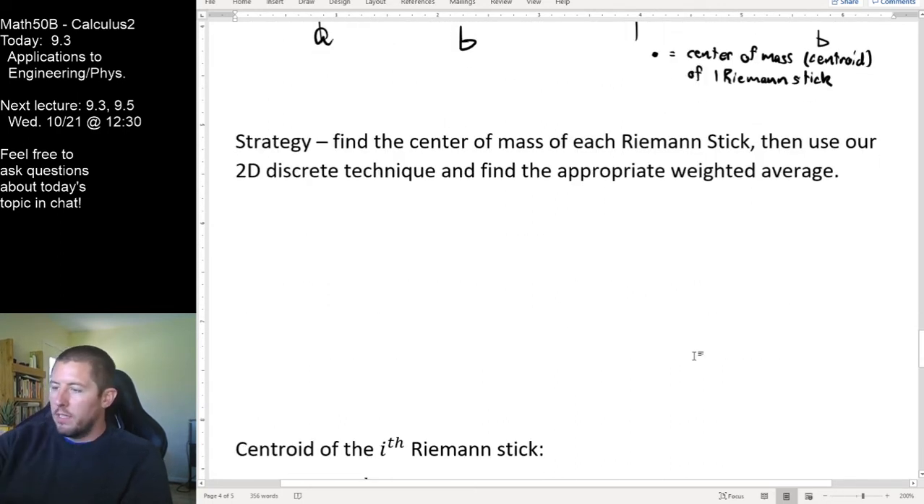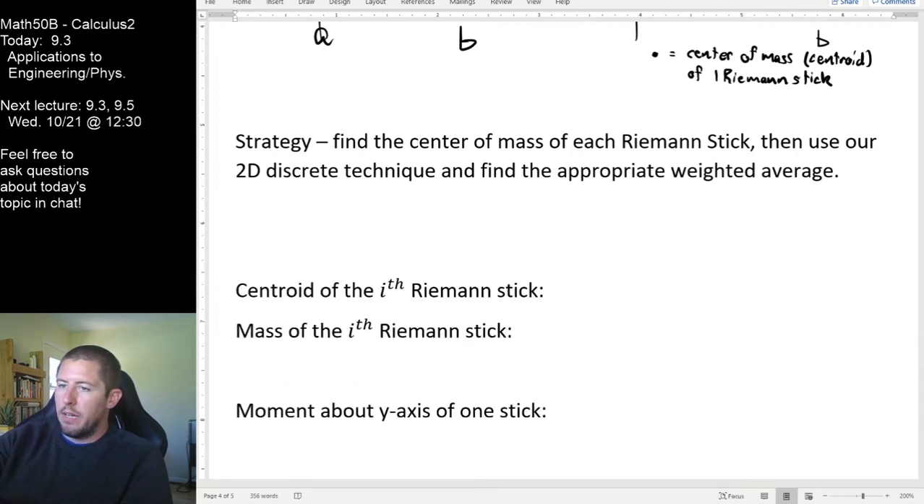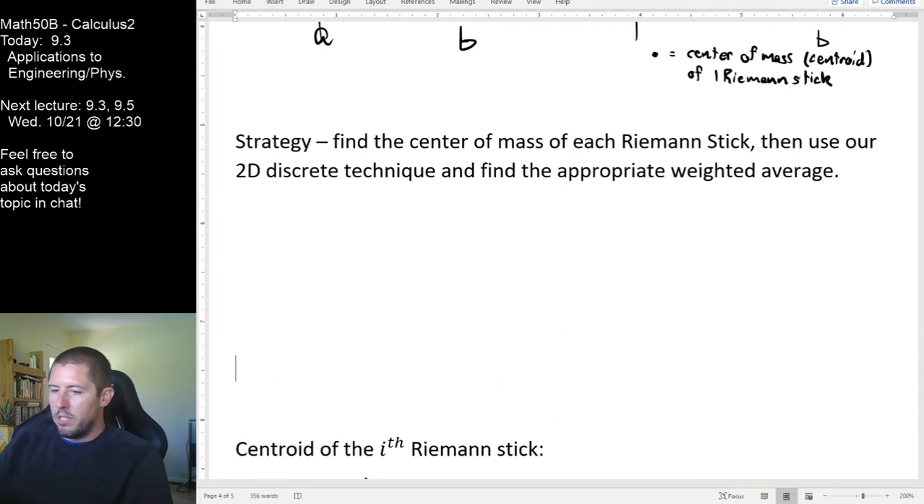So let's go ahead and see if we can apply this technique. I'm going to draw a more blown up picture before I do this here.